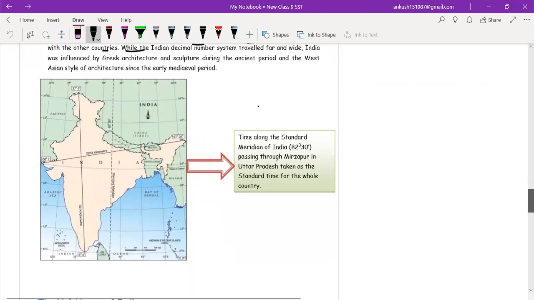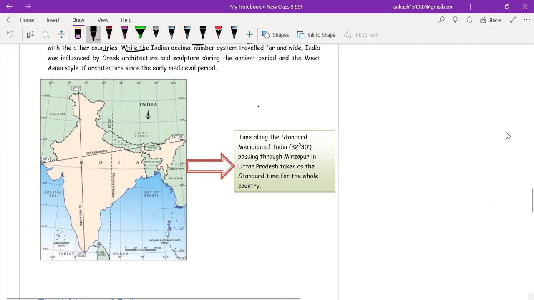Now this map is telling you about the time along the standard meridian of India, 82°30', passing through Mirzapur in Uttar Pradesh, taken as the standard time for the whole country. Understood? This has been taken as the standard time. That is why we had a discussion on that.